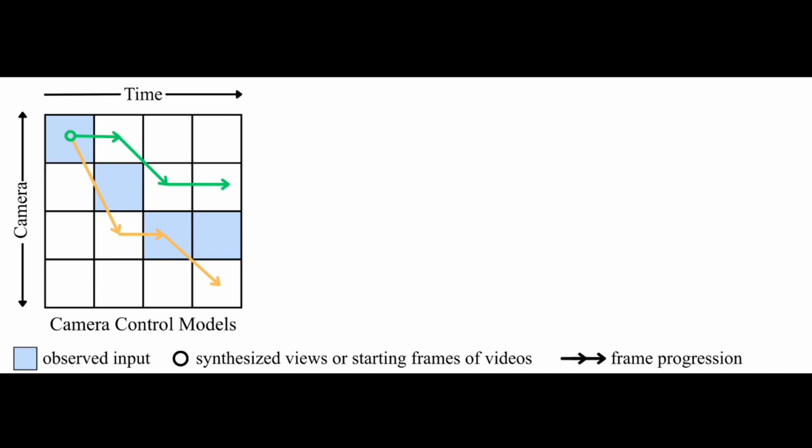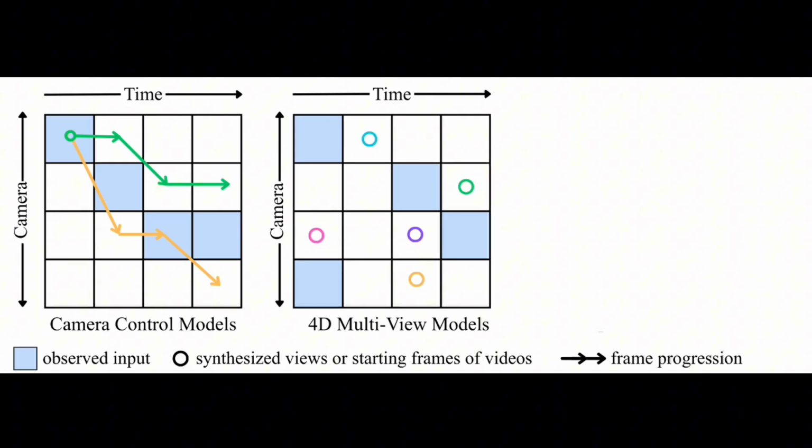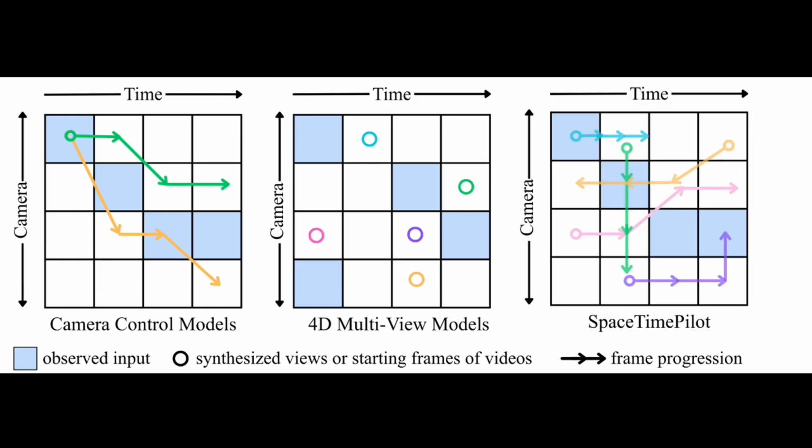Previous camera control methods, such as ReCamMaster, allow flexible camera motion in dynamic scenes but keep time strictly monotonic, preventing truly 4D exploration. Meanwhile, multi-view 4D diffusion models, such as CAT4D, generate only discrete images instead of continuous video sequences. In contrast, SpaceTimePilot synthesizes continuous, arbitrary space-time trajectories for dynamic scenes by disentangling spatial and temporal control.